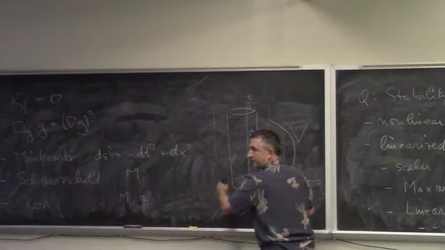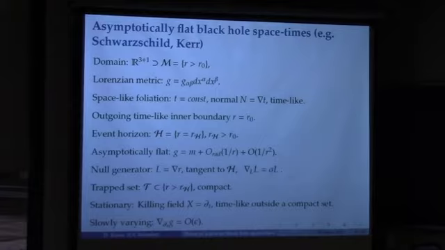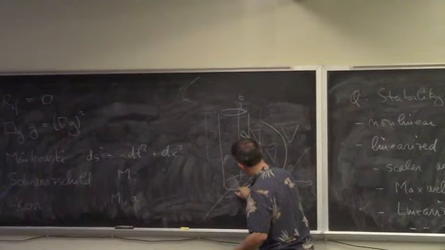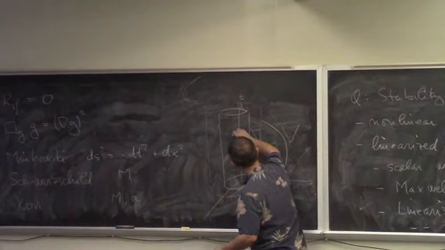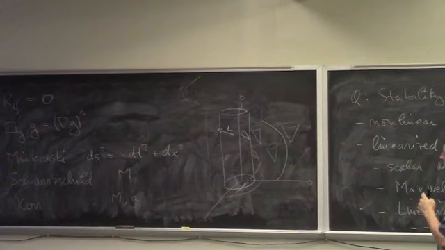Alright, so my other features are the event horizon, which I drew here in purple. On this event horizon, at each point, I have the null geodesics that move along the horizon, and maybe the tangent vector to this null geodesic is what I would call L. This is a generator, if you want, of the null flow that's tangent to the event horizon.